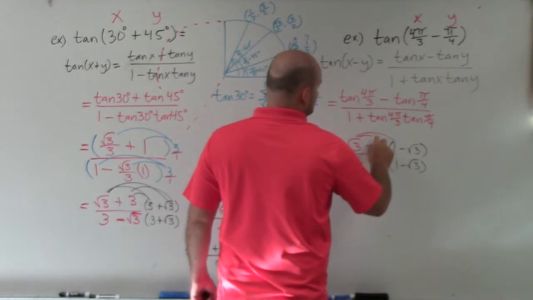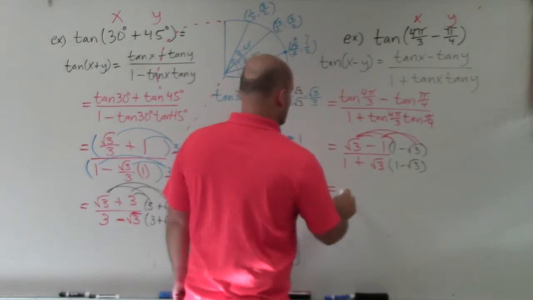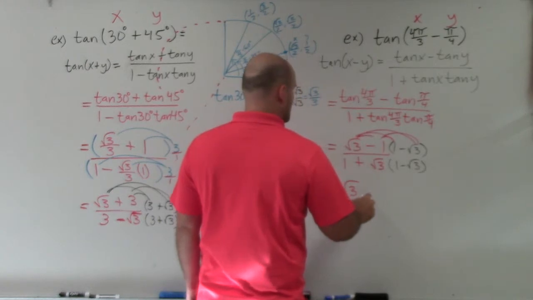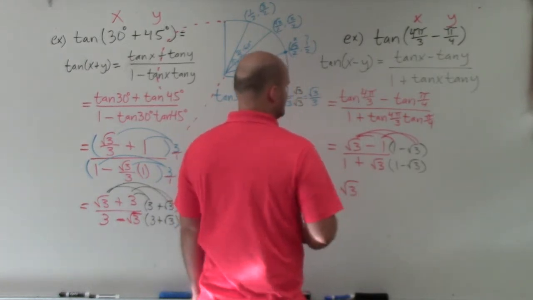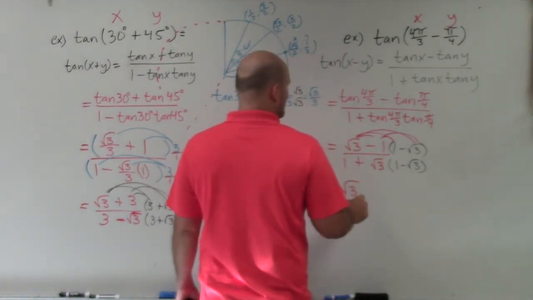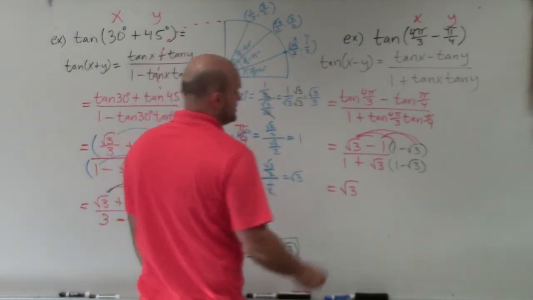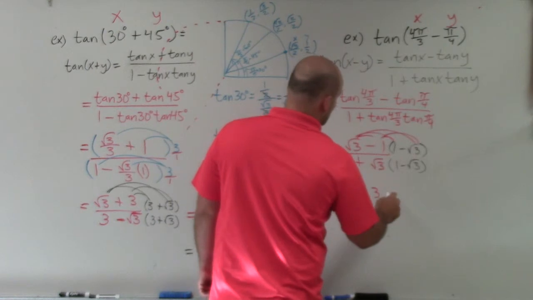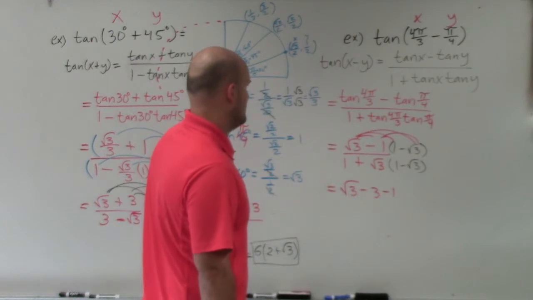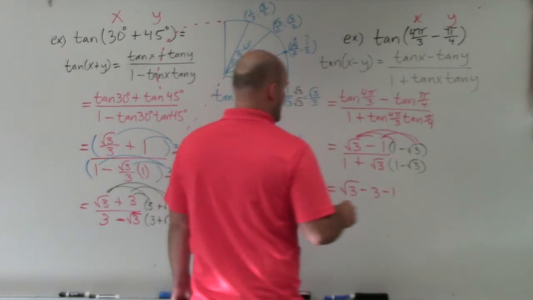Again, apply FOIL. So therefore, I have the square root of 3. Let's just write this one out. I hate when they're not written like that. So annoying. All right, so square root of 3, square root of 3 minus square root of negative 3 is going to be minus the square root of 9, which is negative 3. Negative 1 times 1 is negative 1. And negative 1 times negative square root of 3 is going to be a positive square root of 3.